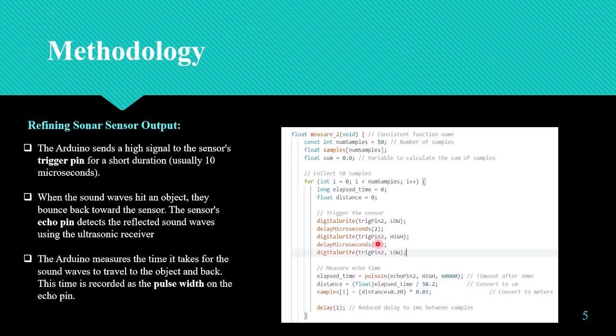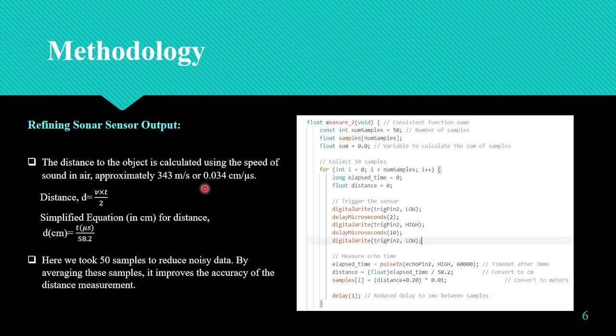When the waves hit an object, they bounce back toward the sensor. The sensor's echo pin detects the reflected wave using the ultrasonic receiver, and the Arduino measures the time and records it as the pulse width on the echo pin. The distance of the object is calculated using the speed of sound in air, which is approximately 0.034 cm per microsecond, and the distance is given by this equation. Here, division by 2 accounts for the round trip of the ultrasonic wave. Using the values, we have the simplified equation for distance, which is given by this.